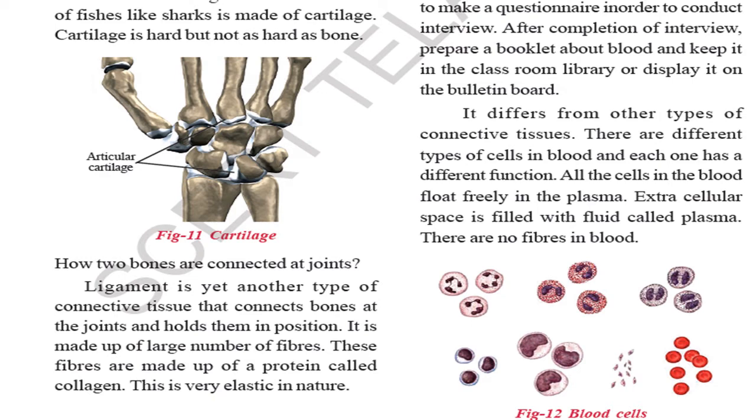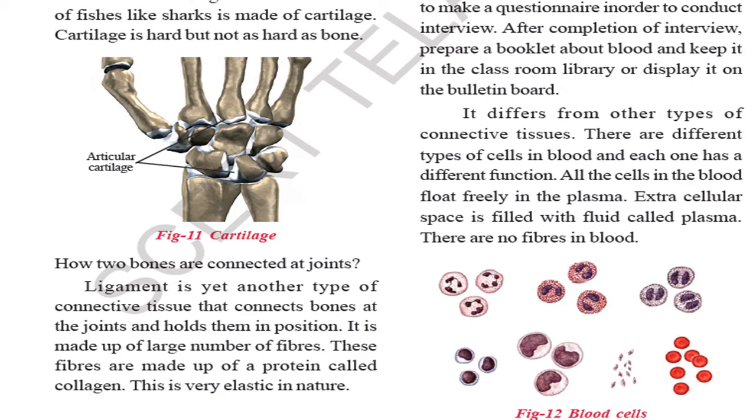Now the question is, after completing the interview, what do we do? That booklet we should keep in the library or on the bulletin board in your classroom. Blood differs from other types of connective tissue. There are different types of cells in the blood. All the cells in the blood float freely in the plasma.